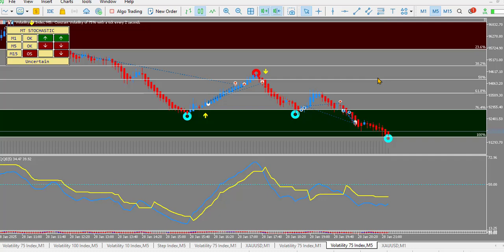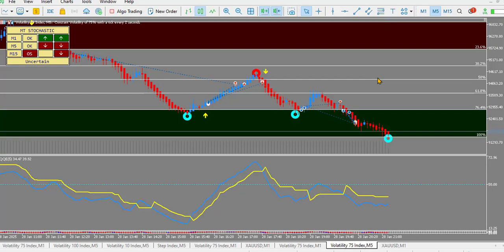This is good on the Volatility index, and you can use this on gold and as many pairs as you have on your MetaTrader 5. This can be used on cryptocurrency. You can use this on metals like gold, and this can be used on indices. Make sure you trade on regulated forex brokers.